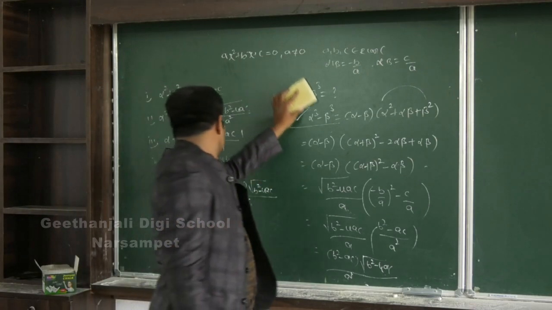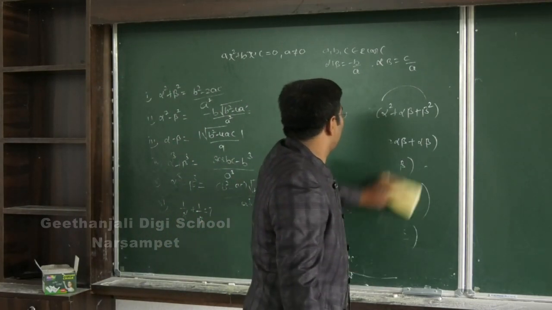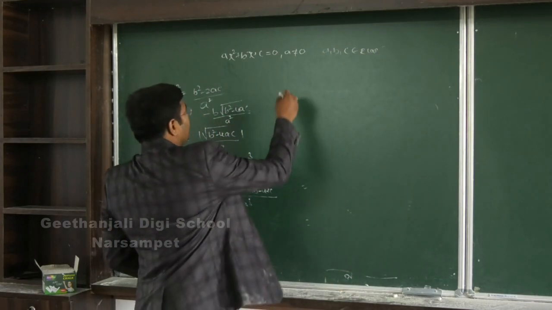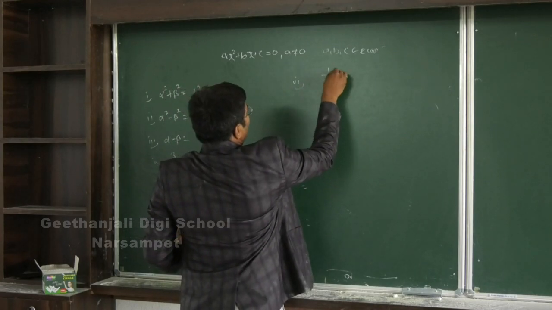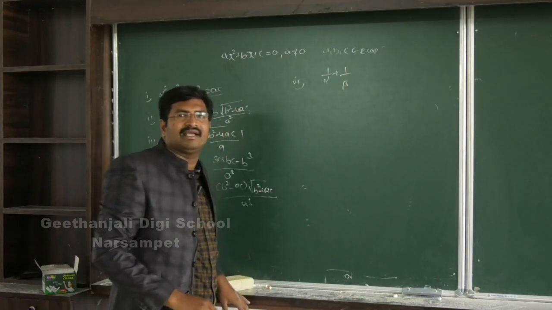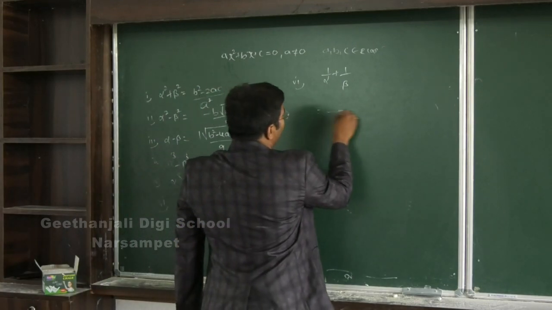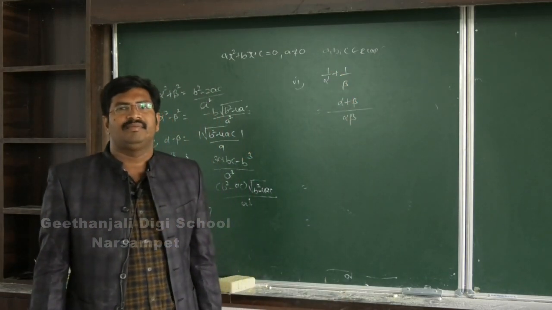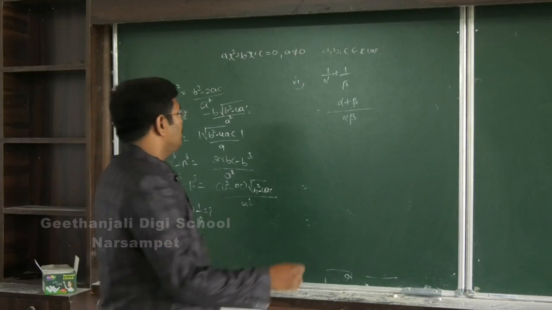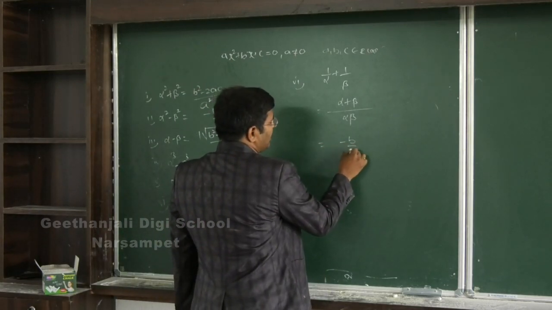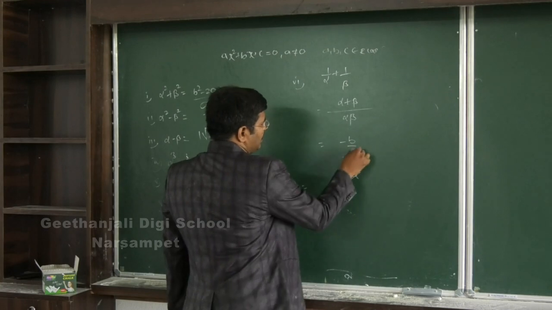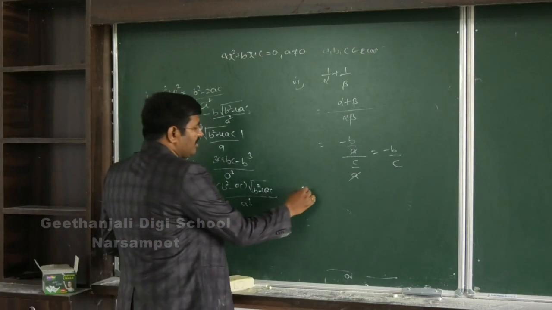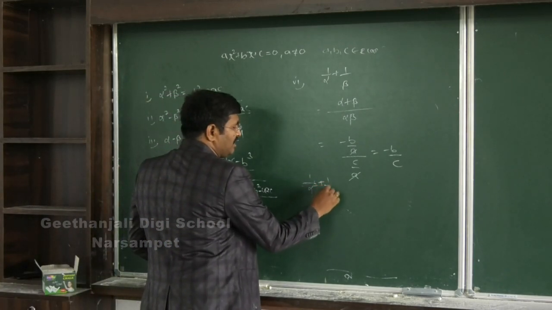Then you will go next to 1 by alpha and 1 by beta values. 1 by alpha plus 1 by beta. Now first you will take the LCM, alpha beta. If you take the LCM, then you will get the numerator alpha plus beta, denominator alpha beta. Then alpha plus beta value is minus b by a, alpha beta value is c by a, that is equal to minus b by c.